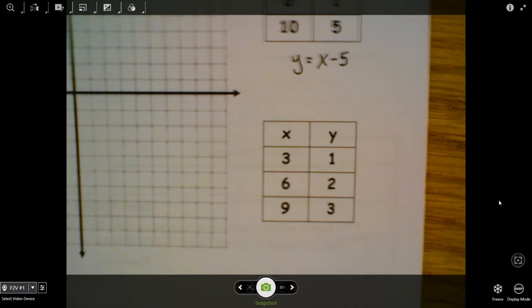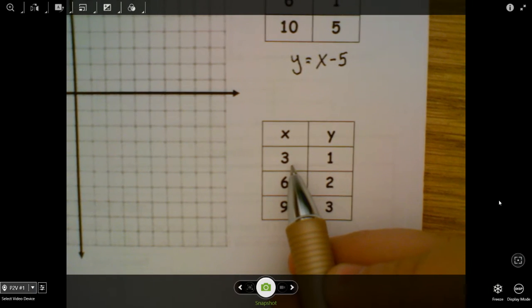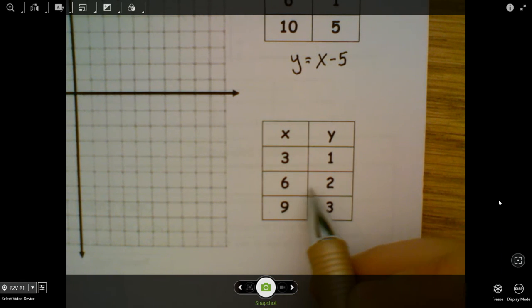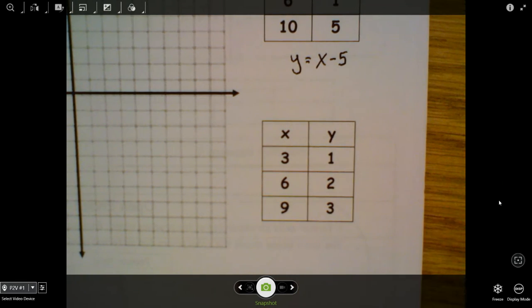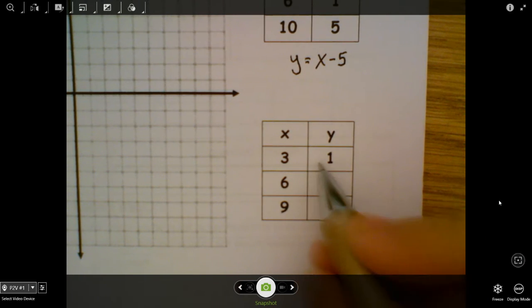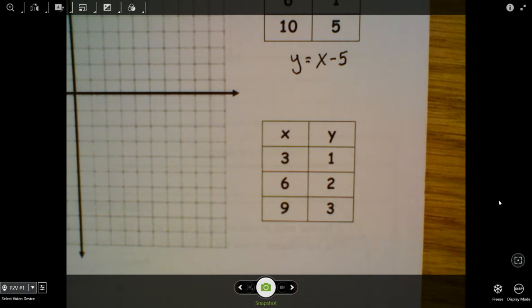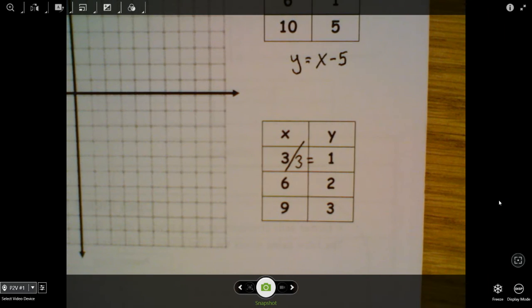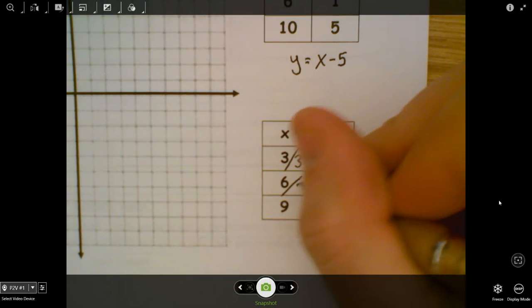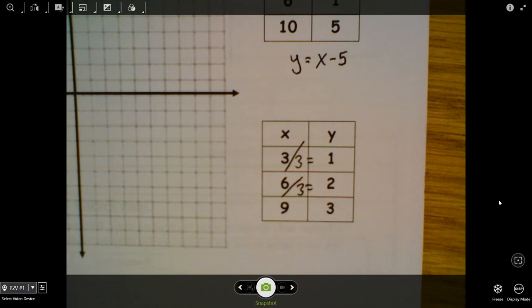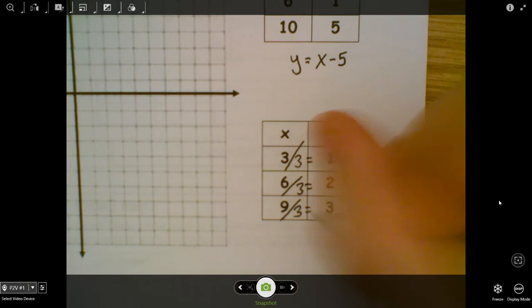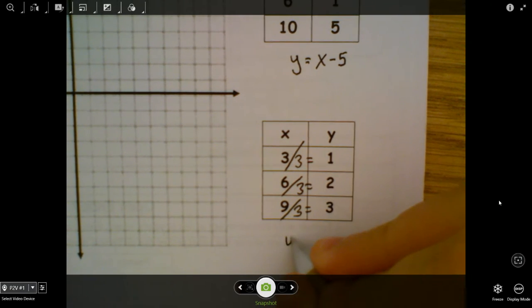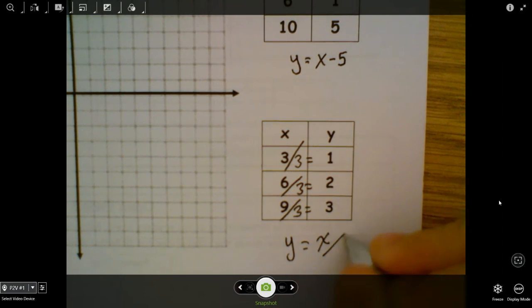And then the fourth one, to go from 3 to 1, we could do 3 minus 2 is 1. But is 6 minus 2 2? No, so it's not subtraction. How do we go from 3 to 1 with division? 3 divided by what is 1? Oh, 3 divided by 3 equals 1. 6 divided by 3 equals 2. 9 divided by 3 equals 3. So our rule is divided by 3. So we write y equals x divided by 3.